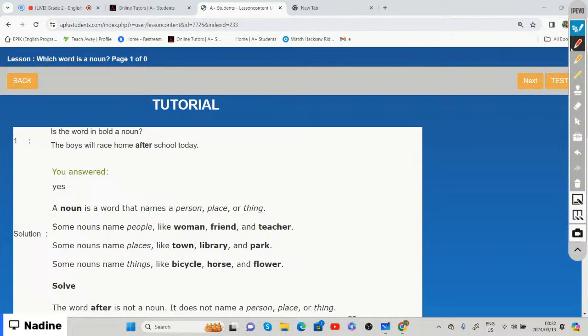All right, so we will say the boys will race home after school. So is that word in bold a noun? Nope, it is not a noun. Right? So no, it is not a noun. After is not a noun. And if we want to select the nouns, we can say boys can be a noun, even school can be a noun. Right?